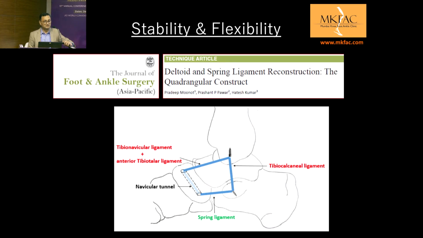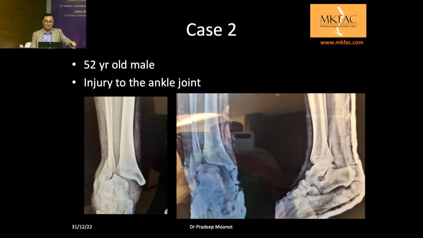So this was written up, and it's called a quadrangular construct. Just a few seconds to spend on it. That's your medial malleolus. So this is your tibiocalcaneal reconstruction done. That is your spring ligament reconstruction, which goes through the navicular, and this part almost mimics the tibionavicular and the deep ATTL. So, a reconstruction with an internal brace.